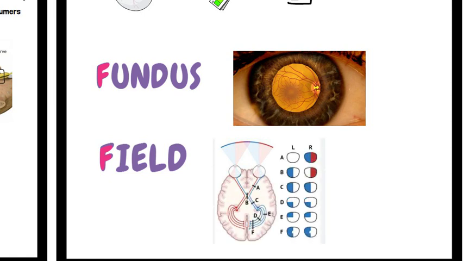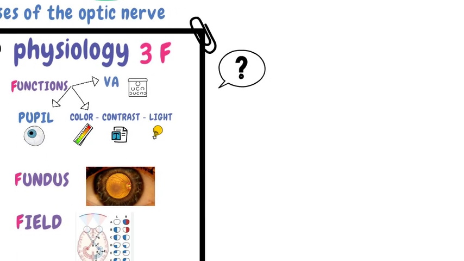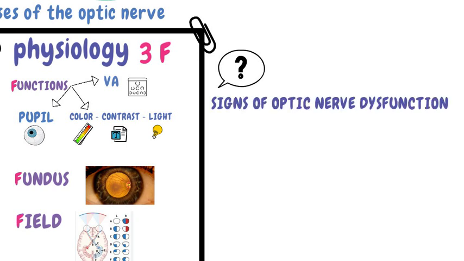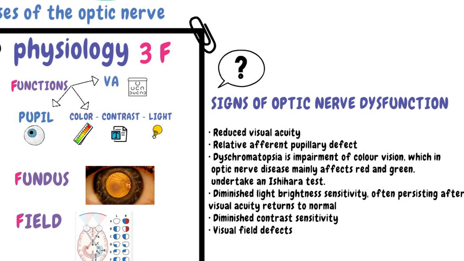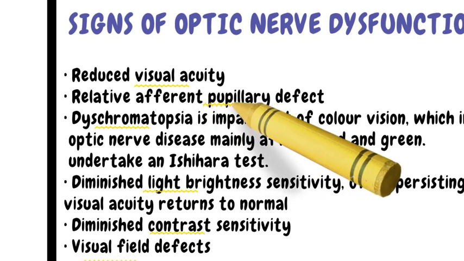Any affection of the retinal nerve fiber layer or any part of the fundus will be translated as a defect in the visual field. So, what are the signs of optic nerve dysfunction? Now it's easy. There is diminished or reduced visual acuity, dyschromatopsia or impaired color vision, which is mainly red and green and can be tested by Ishihara test, diminished light brightness sensitivity, and diminished contrast sensitivity. And lastly, visual field defects. We can add here fundus changes.